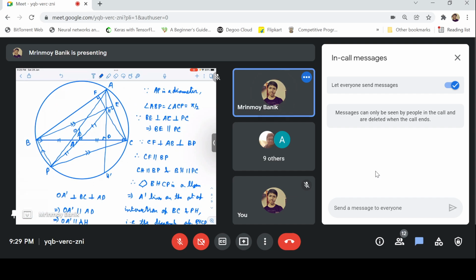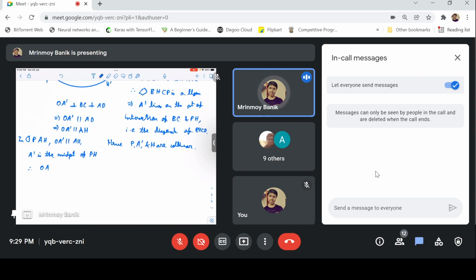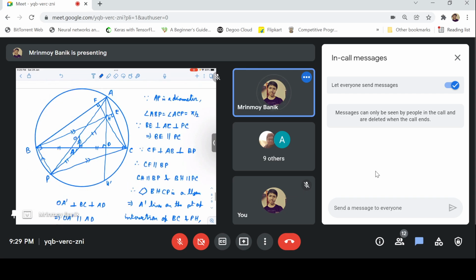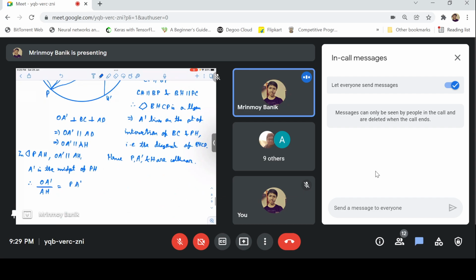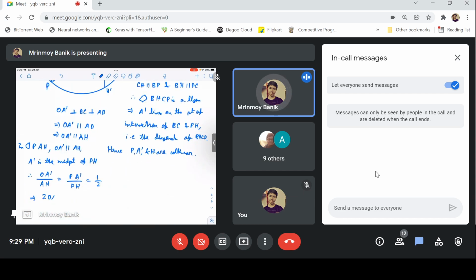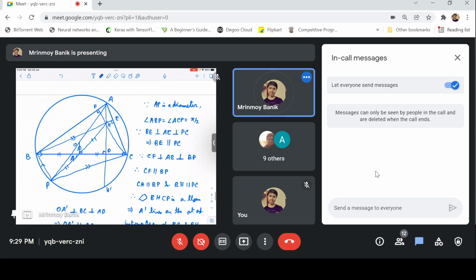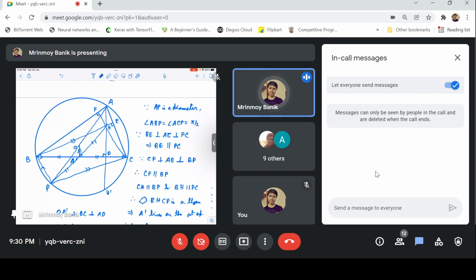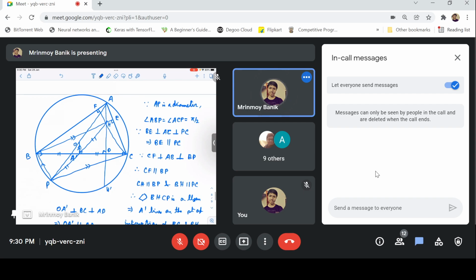Therefore, you can use the midpoint theorem. So OA bar by AH is equal to PA bar by PH. It's half. So OA bar is half of AH. Okay, so it's not looking that good, but this is twice of this.